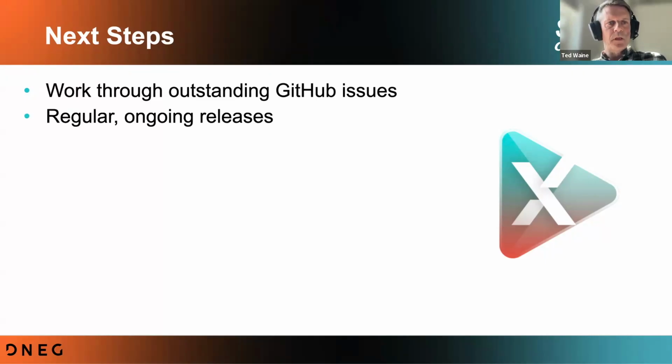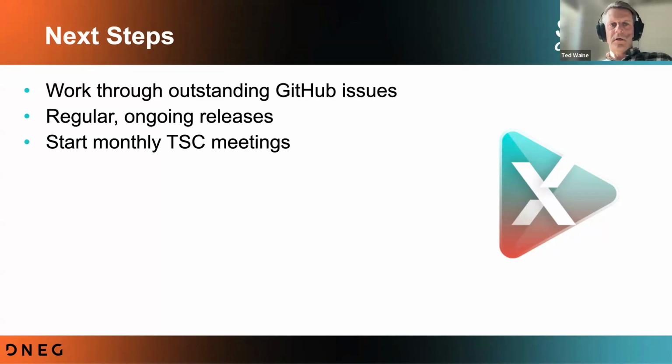The code base of version 1 is now finally synced with our internal repo, so we have caught up with ourselves, as it were. This means we can now do regular releases more or less in sync with the releases that are happening at DNEG. Now that version 1 is out, I think we can start monthly steering committee meetings on the xStudio project. So anyone out there in the community who's either using xStudio or looking to contribute to the development will have a chance to get involved and engage with us directly.